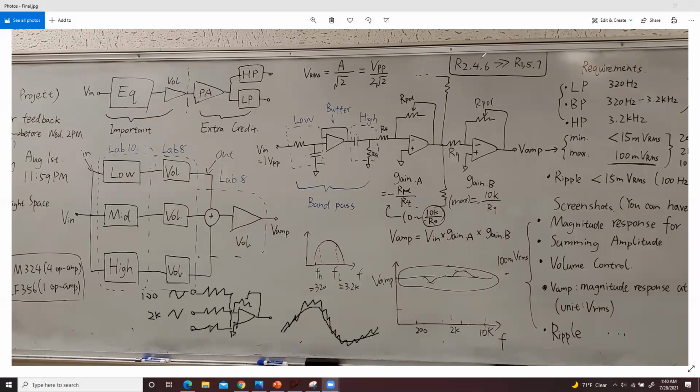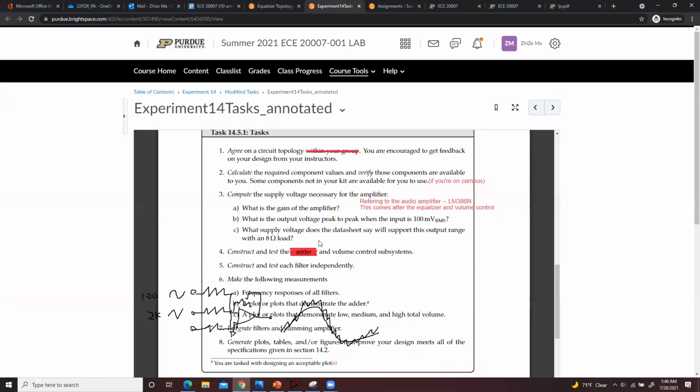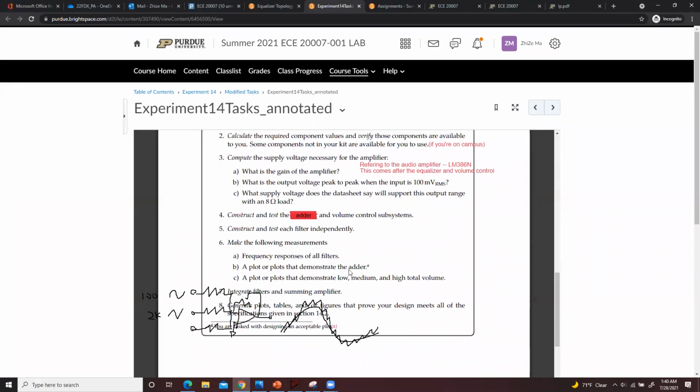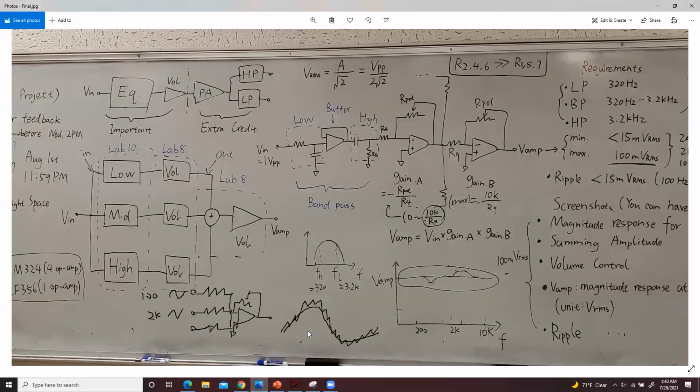And if you check the requirement here to test the 6B, test the adder, the adder is just the summing amplifier. Okay, so that's how you test each individual circuit before you build the whole system.